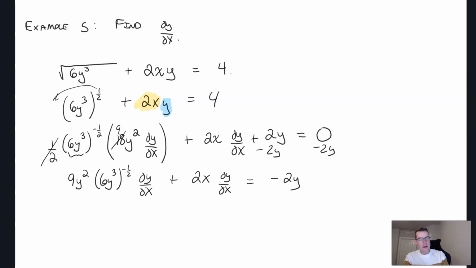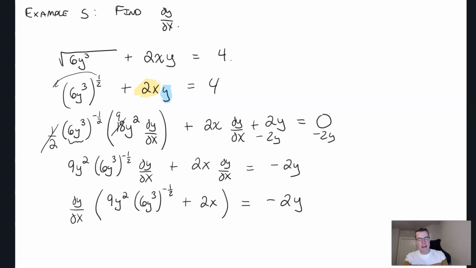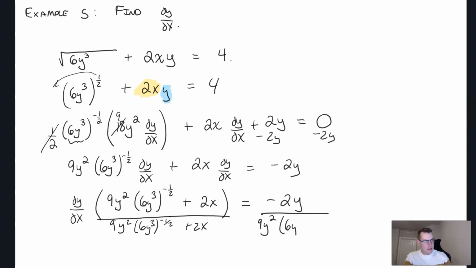Equals a negative 2y. So now that we have our dy/dx terms on one side, we're going to factor out that dy/dx. And so we'd be left with 9y squared times 6y cubed to the negative 1/2 plus 2x is equal to a negative 2y. And so then my last step here, I'm just going to divide by that whole thing. So we're going to divide by 9y squared times 6y cubed to the negative 1/2 plus 2x. And I'll let you leave it just like that, so you don't even have to rearrange it any farther. And there you go.